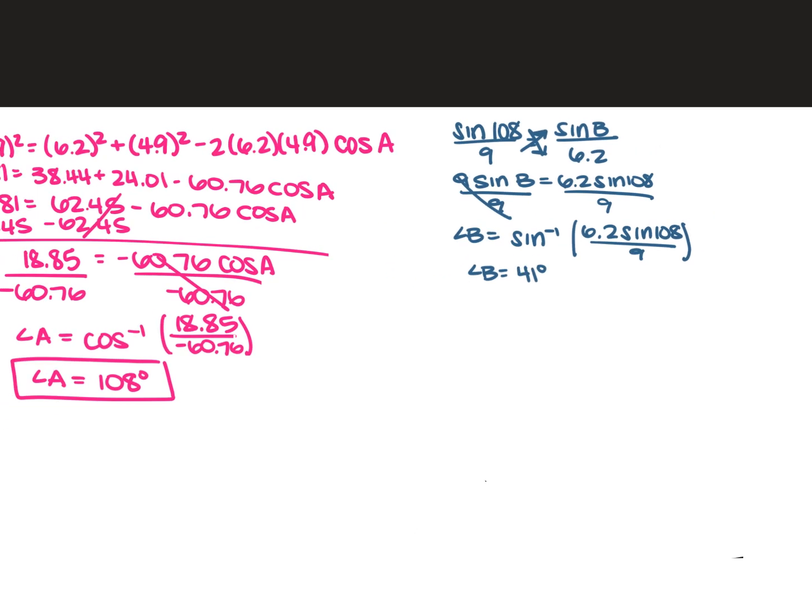From here, we've got to find angle C. So let me just put a box around this. Angle C is going to be 180 degrees minus the sum of 108 and 41. And that gives us 31 degrees for angle C.